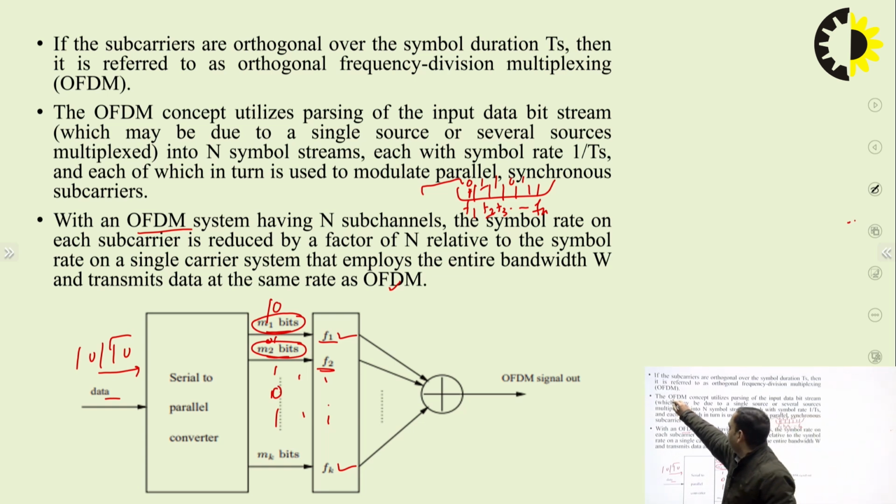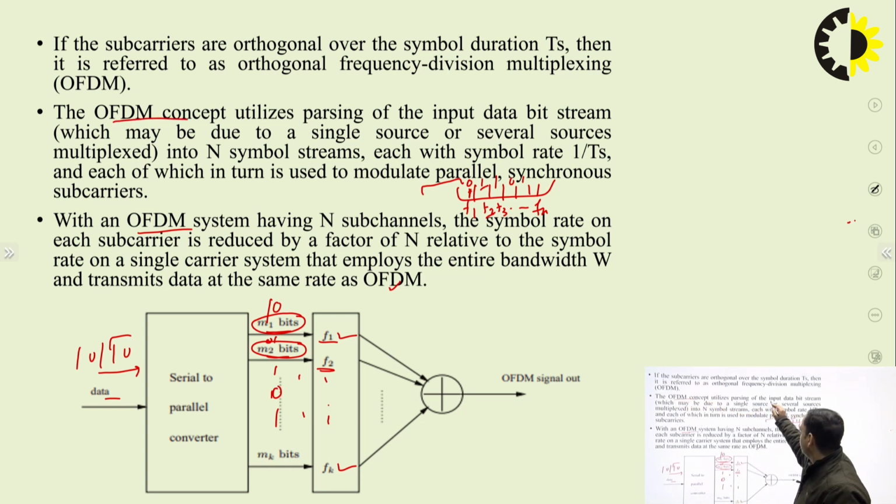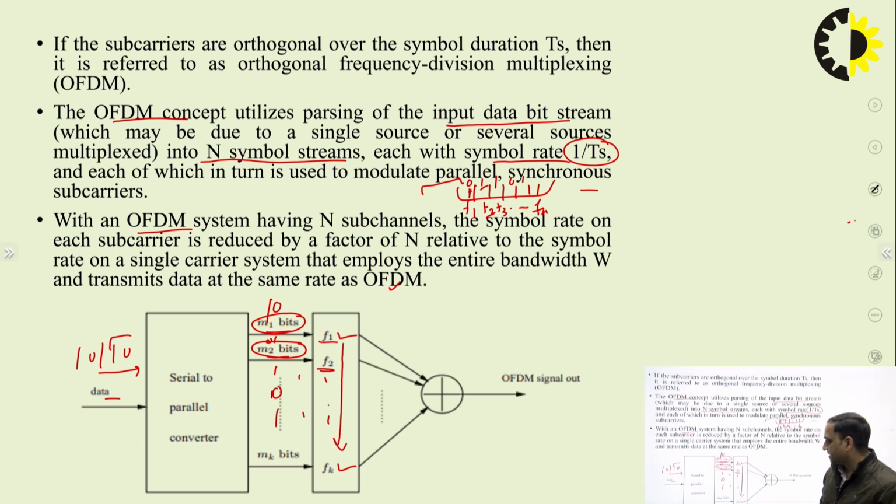In this OFDM concept, the input data bit stream is passed into M symbol streams, right? Each has a symbol rate, the rate for transmitting the signals, that is 1 upon Ts, and each of which is in turn used to modulate the parallel synchronous subcarriers. These subcarriers can be synchronized at the same clock, so that we can modulate every bit by these different subcarriers.